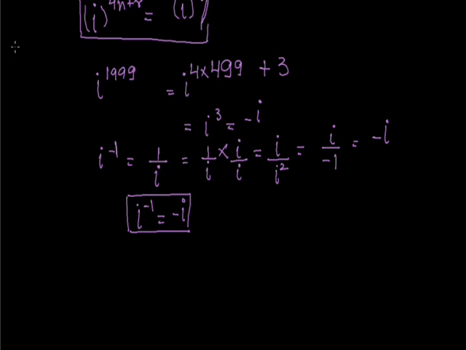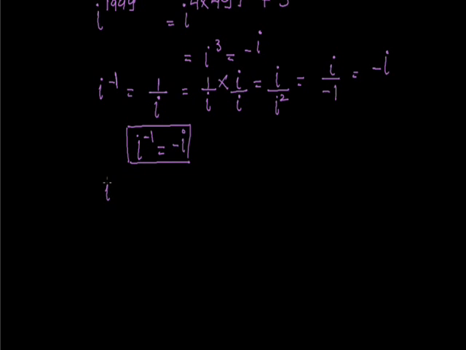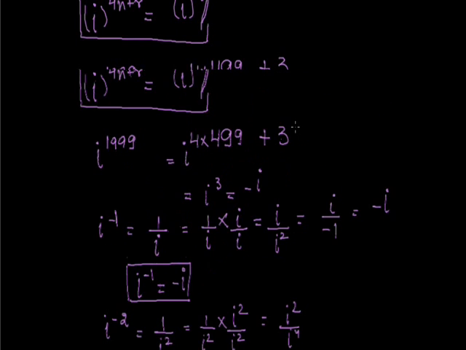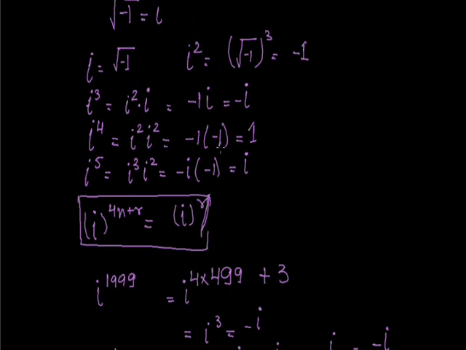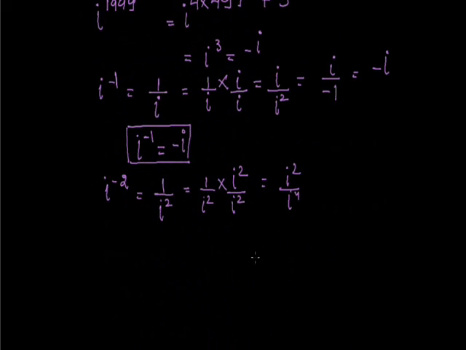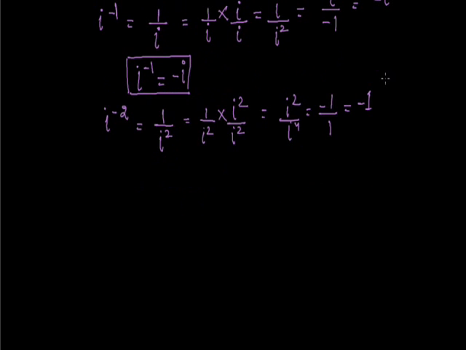In a similar way, if we have to find iota power minus 2, I can write it as 1 upon iota square, and then I rationalize it: iota square upon iota power 4. As we already know, iota square is minus 1 and iota power 4 is 1. So it can be written as minus 1 upon 1, which is equal to minus 1.